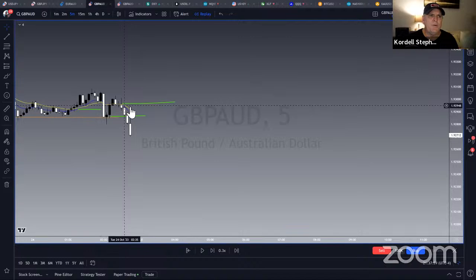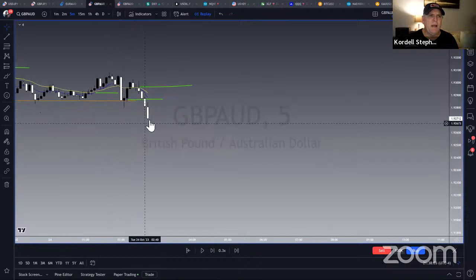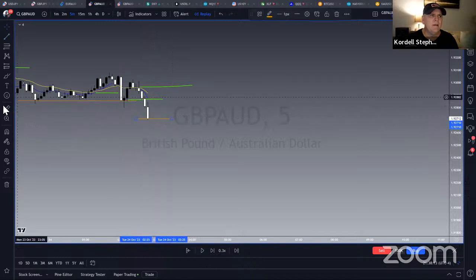You have both curving over. You have a nice split there. This would be a great place to put a trade in. So you'd put your trade in right here. And then your stop could be right above this right there. So that gives you about a, let's see what size stop that is.